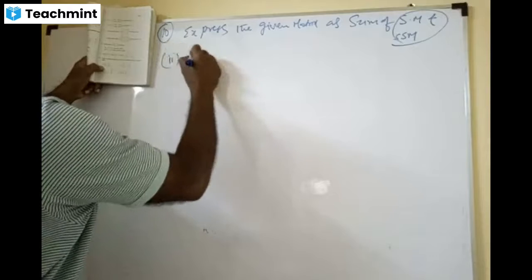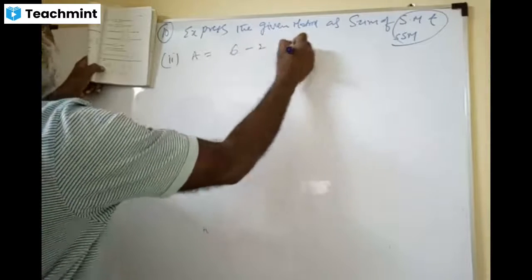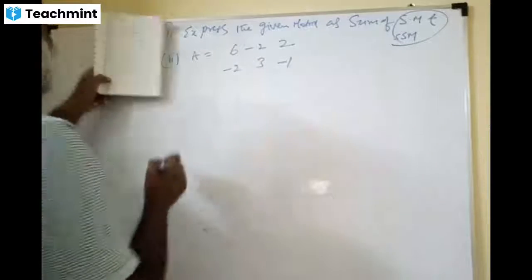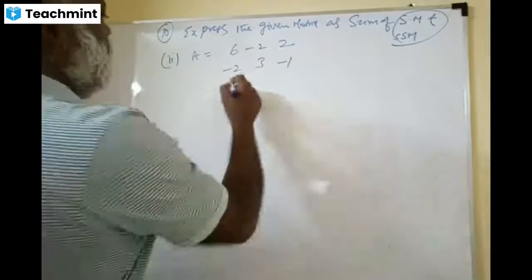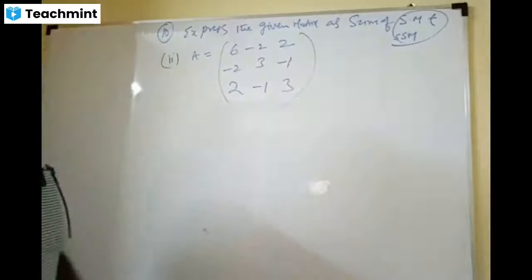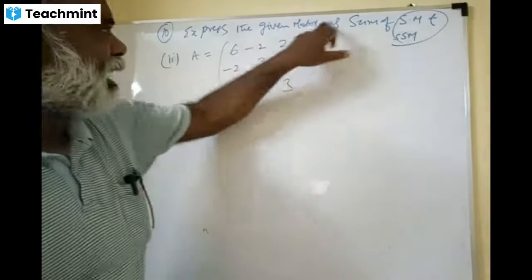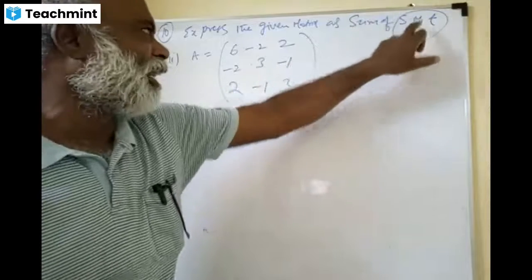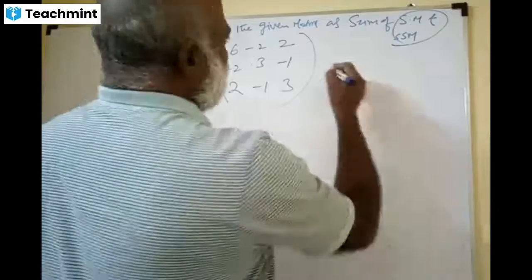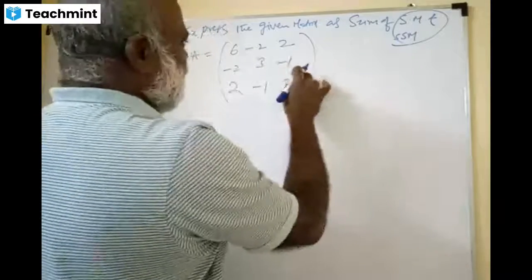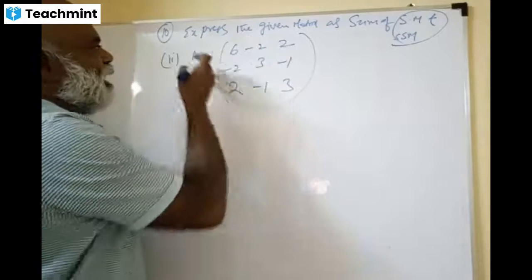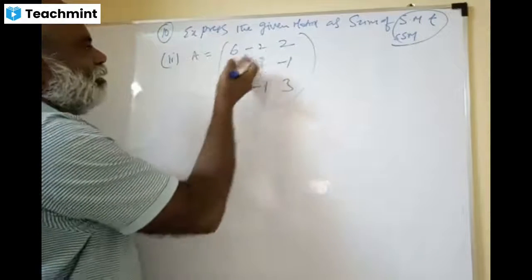In the second question, they have given A equal to 6, minus 2, 2, minus 2, 3, minus 1, and 2, minus 1, 3. This is some matrix. A is given. Express the given matrix as sum of symmetric and skew symmetric matrix. First of all, no doubt A itself is a symmetric matrix.